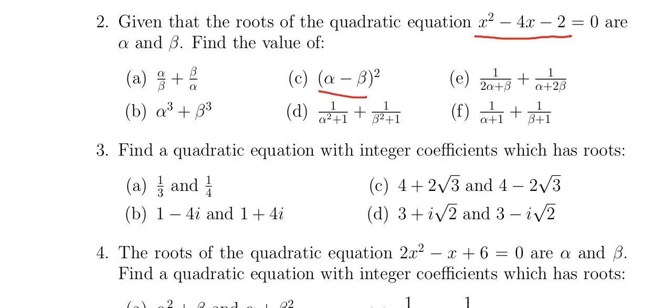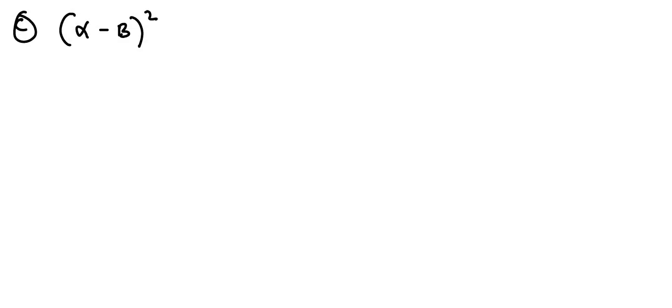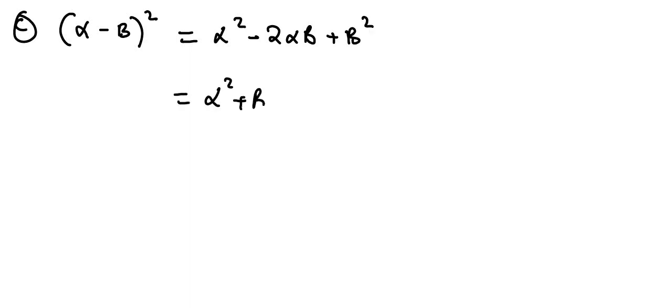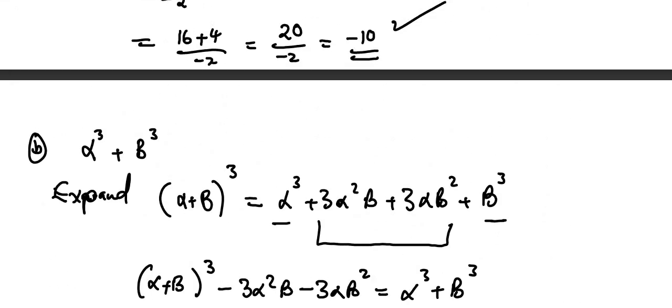The next one is simply number C. So question 2C, they want us to get alpha minus beta, squared. That's our question, right? This is what we're having. So now, if we want to get this we'll just expand it. This is going to be alpha squared, then minus 2 alpha beta, then plus beta squared. Now, alpha squared plus beta squared and alpha beta, we've already gotten what this is because this is what we were calculating.